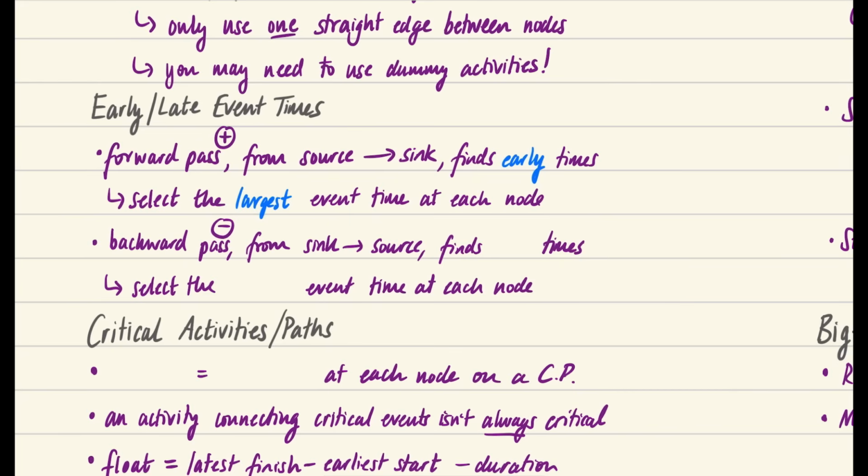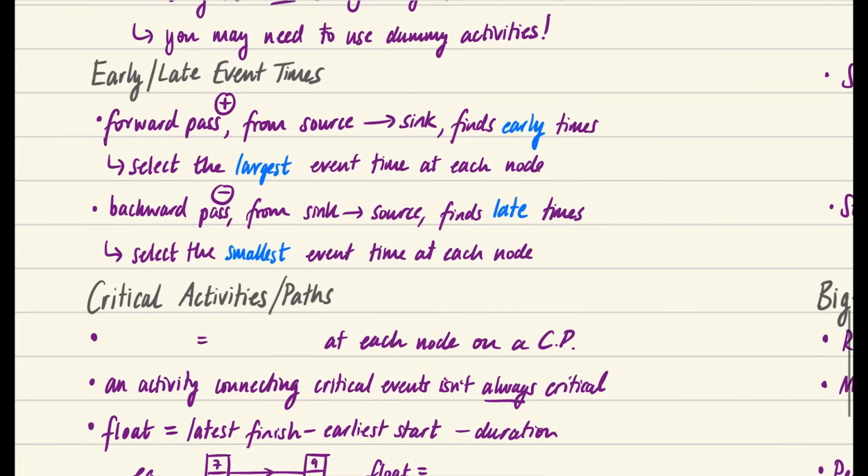because the largest event time will represent the earliest that we can arrive at that particular node. When you do a backwards pass, that's the one where you're subtracting things, from the sink to the source, and this will find the late times that go on the bottom of those boxes. This time you're going to be selecting the smallest of those different times at each node, and the smallest one at each of those nodes will represent the late times.